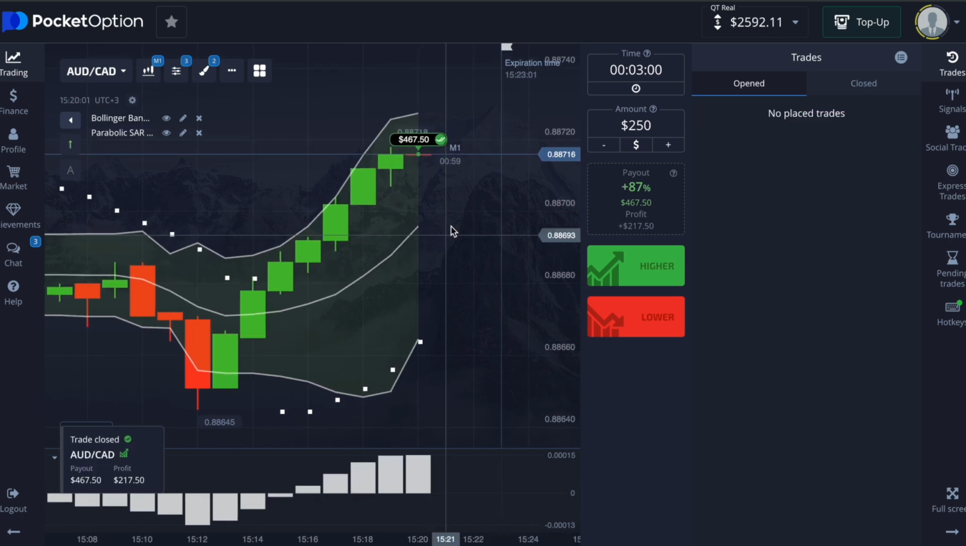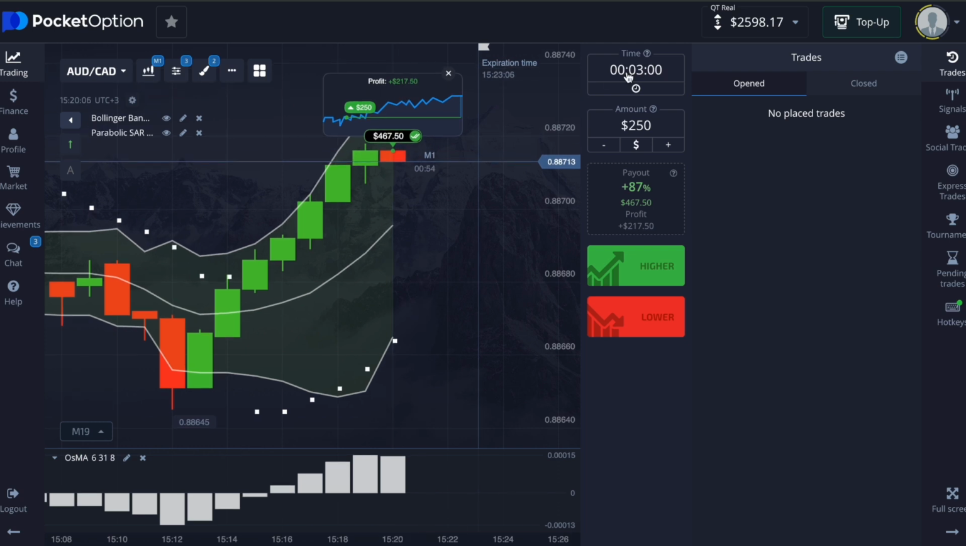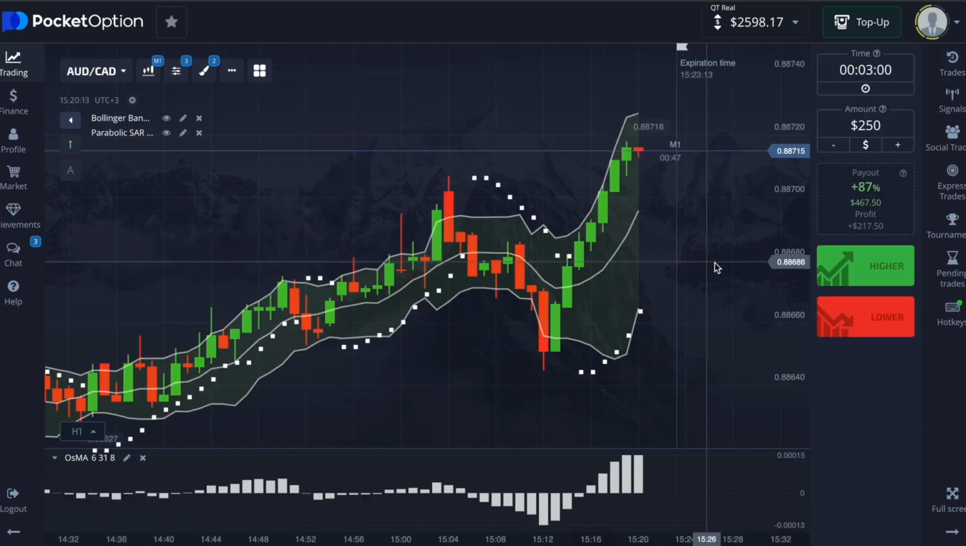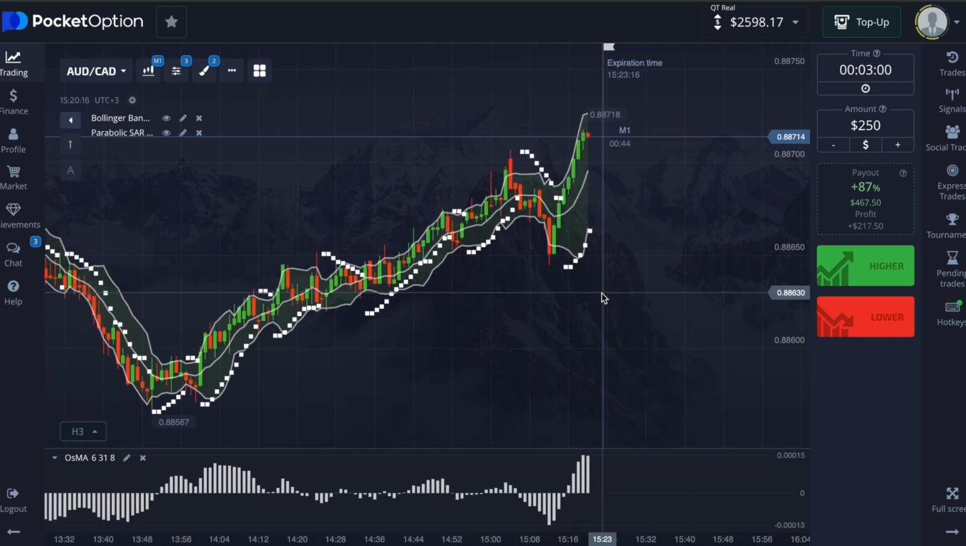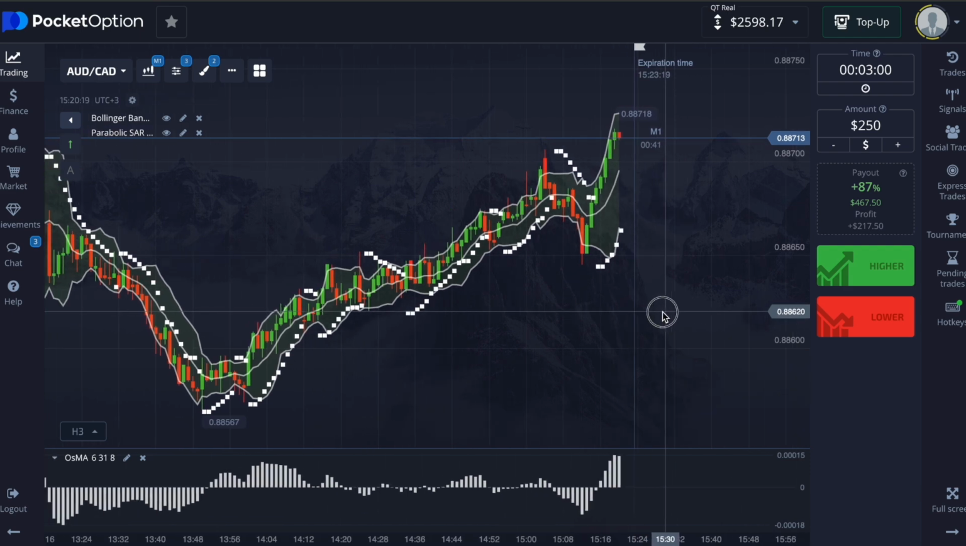The price continues to rise, my trade closes, and I earn $217.50 in 3 minutes. I caught the right moment, considering all factors and working precisely according to the instructions. And as you can see, there is nothing complicated here, and it doesn't matter what level of development you have in trading. Practice carefully, and you can repeat everything exactly.